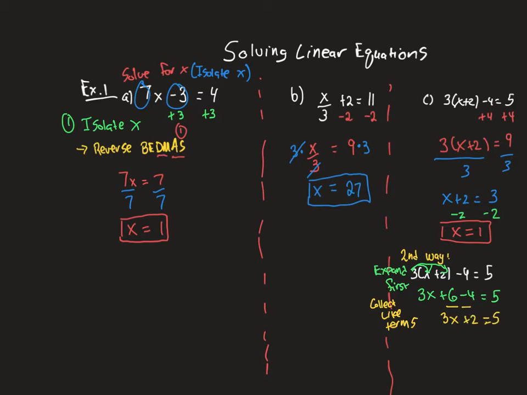Now you want to come back to follow these reverse BEDMAS rules. So I'm going to subtract the 2 from both sides, leaving me with 3x is equal to 3, and then divide both sides by 3, leaving me with x is equal to 1. So no matter what, you're still going to end off with x is equal to 1. Alright, so let's move on to the next example.